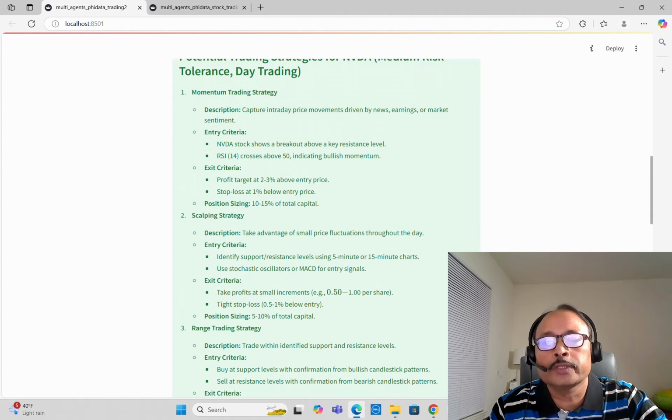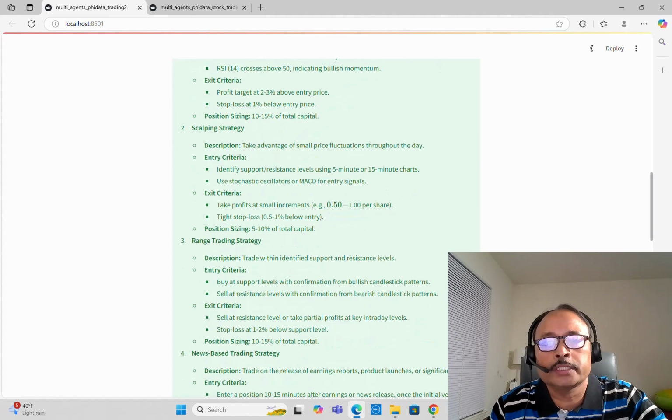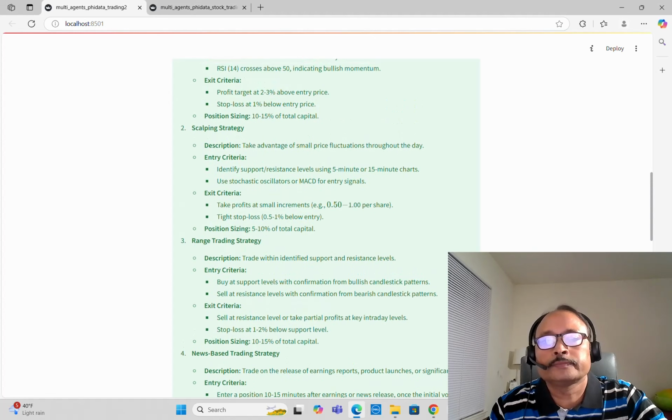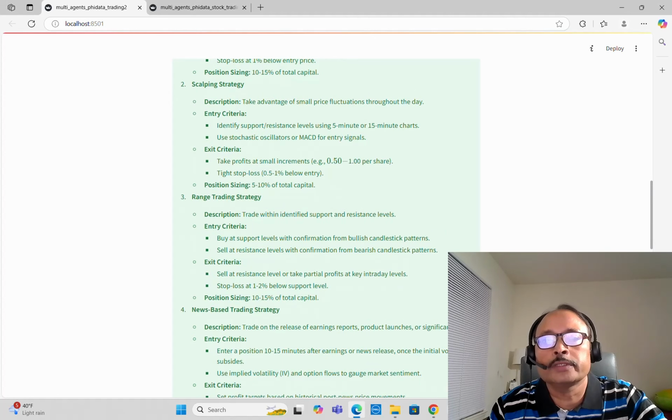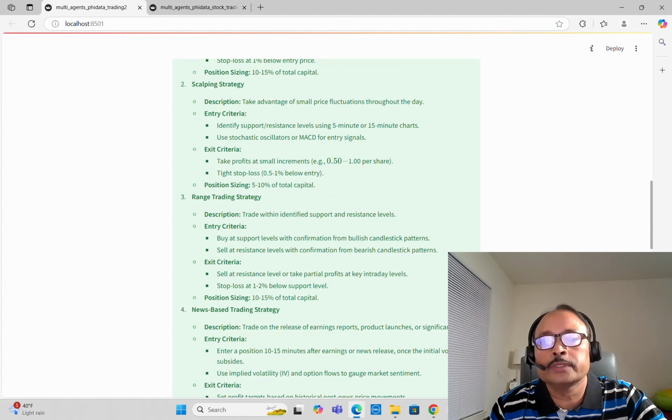The position sizing, as already explained, is the capital for a single trade, which is 10 to 15% of your total capital. For the scalping strategy, the entry criteria, exit criteria and everything are given in the description, so you can go through them. Then there is the range trading strategy, which means trading within the identified support and resistance levels.